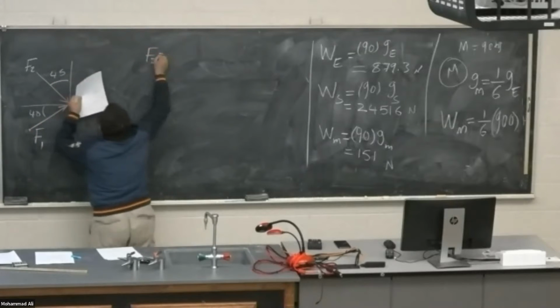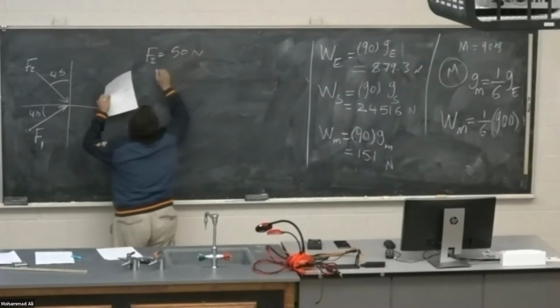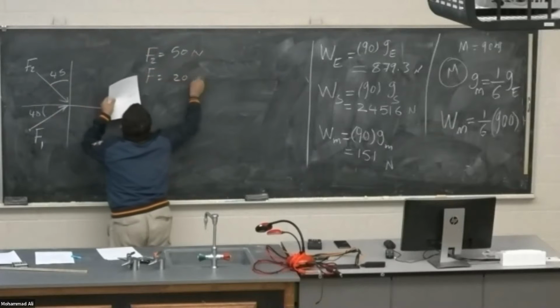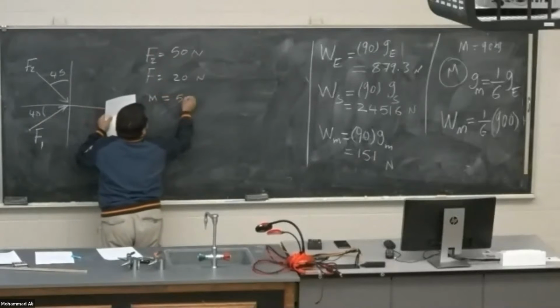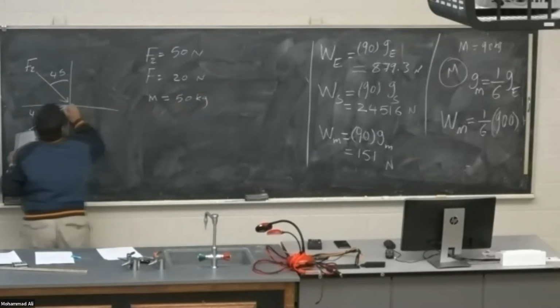F2 is equal to 50 newtons. F1 is equal to 20 newtons. And the mass is equal to 50 kilograms. There's a mass here.